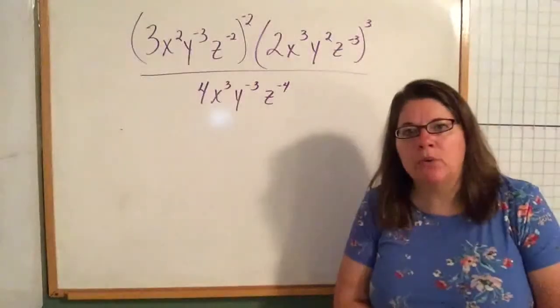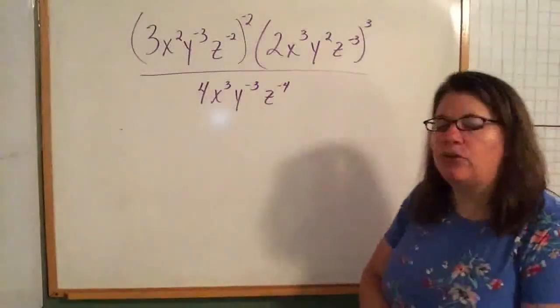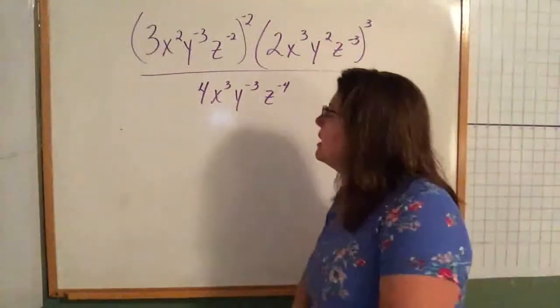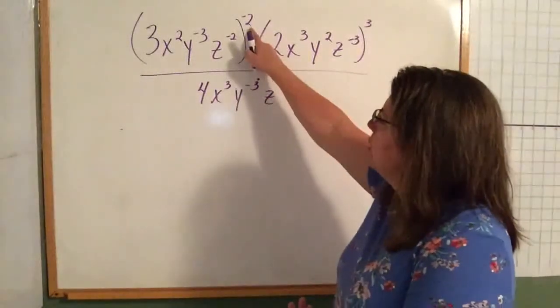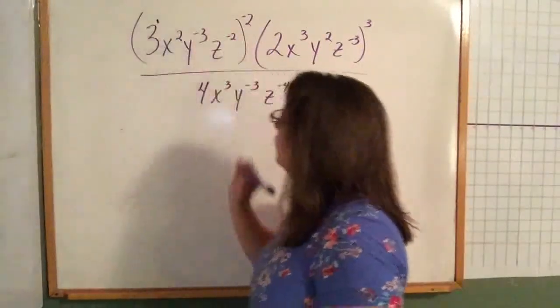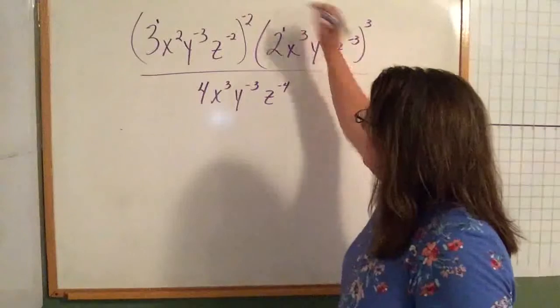So here's another one I want to make sure you understand. We're going to use the same method. First, we're going to get rid of all of the exponents on the outside. So that means I have to distribute or multiply the exponents times all the exponents on the inside. This is understood to have a 1 there. This is understood to have a 1 here.